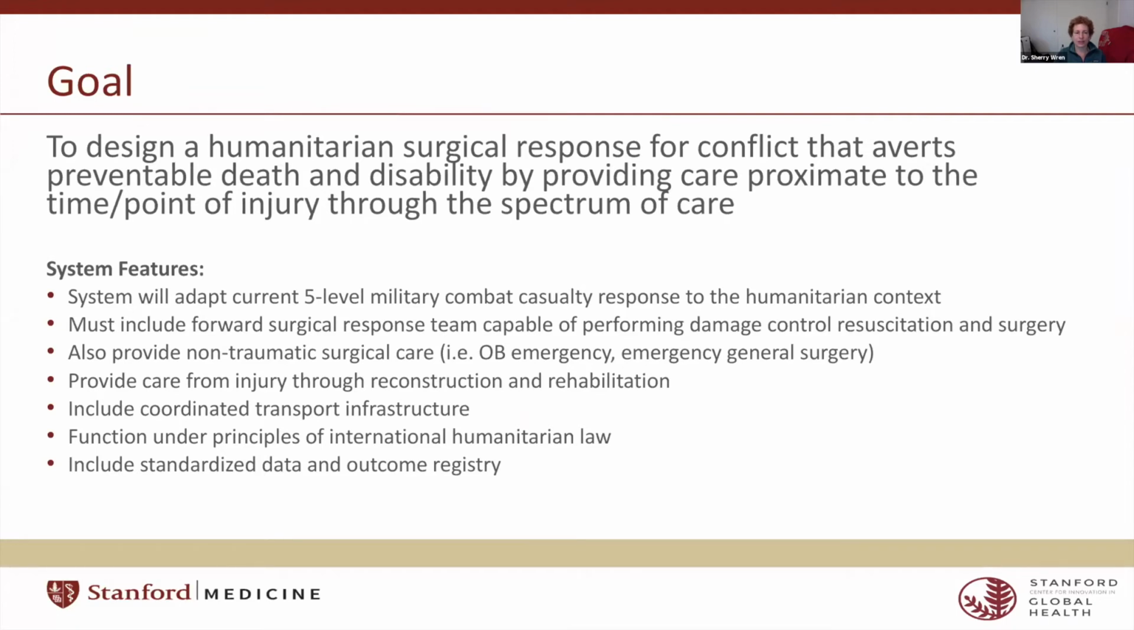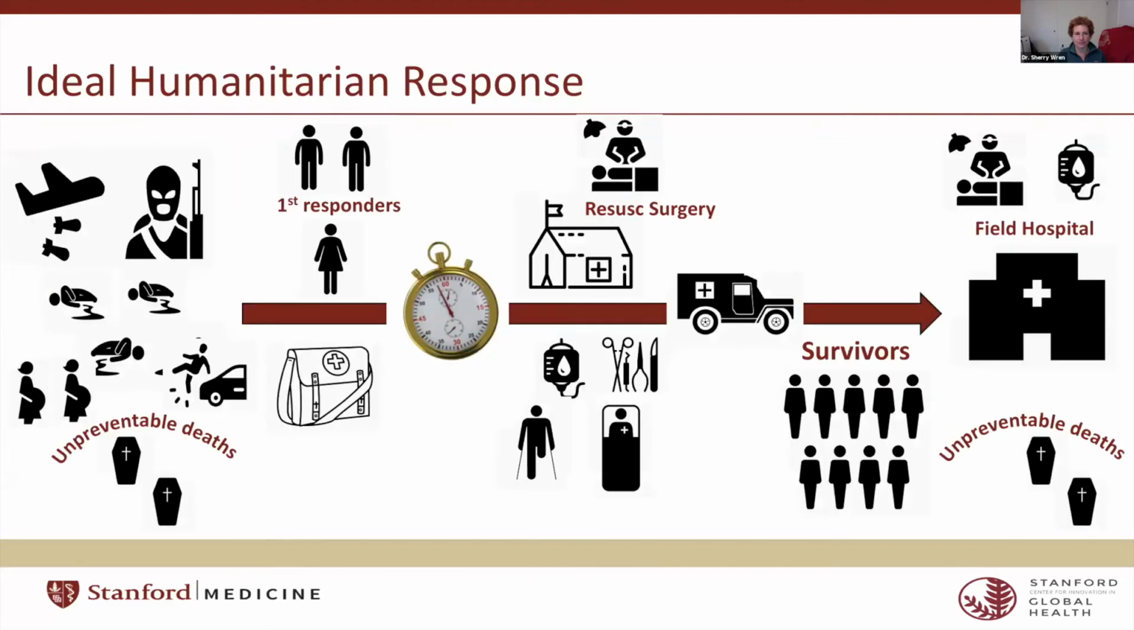And we had a number of things that we needed to do. It had to adapt what we've learned from the military. We had to provide non-traumatic care, so emergency general surgery and OBs. We wanted to go from reconstruction through rehabilitation. It has to function under international humanitarian law, and we wanted it to have a data and outcome registry.